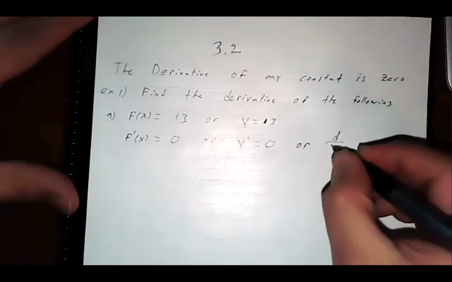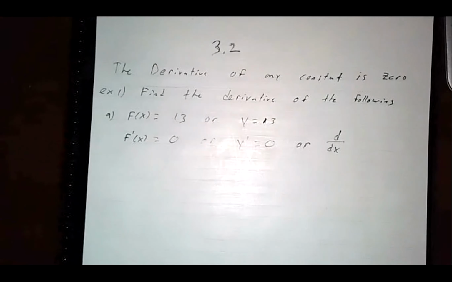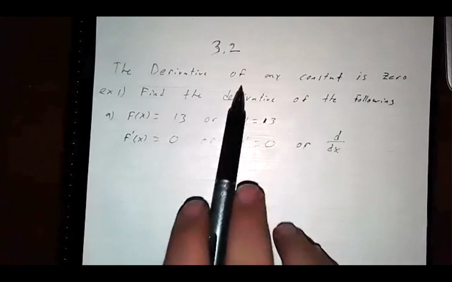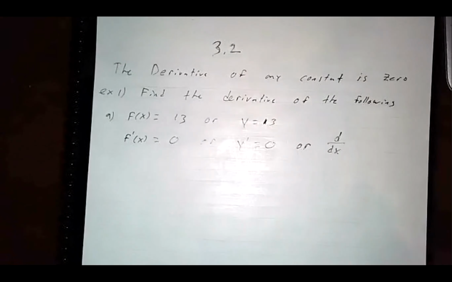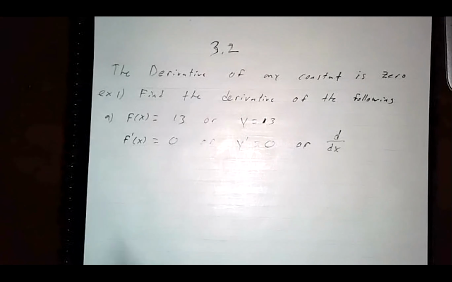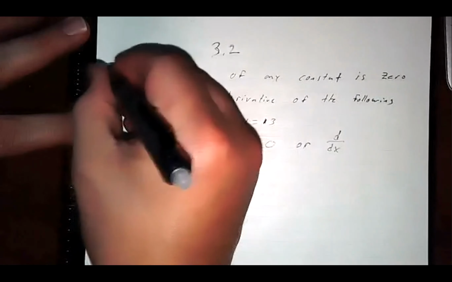Professor, the derivative of any constant? Of any constant is 0. The derivative of any constant is 0. That's the rule that I'm going to go over right now.